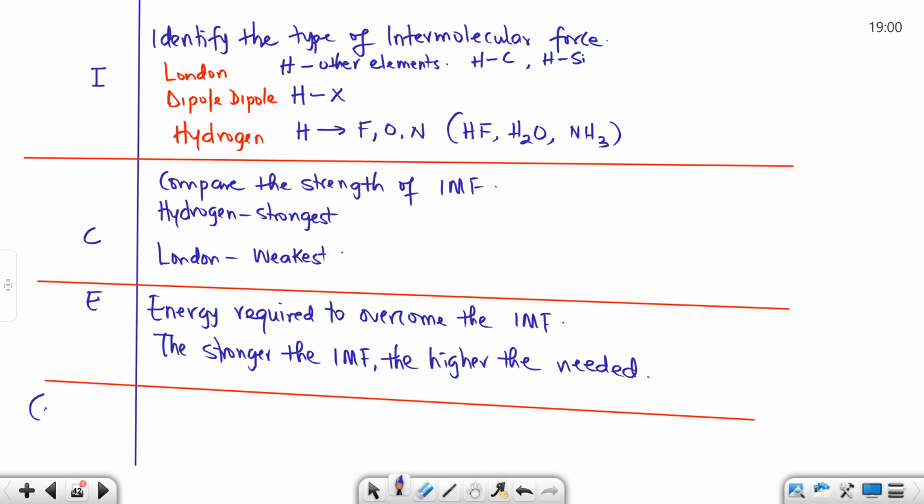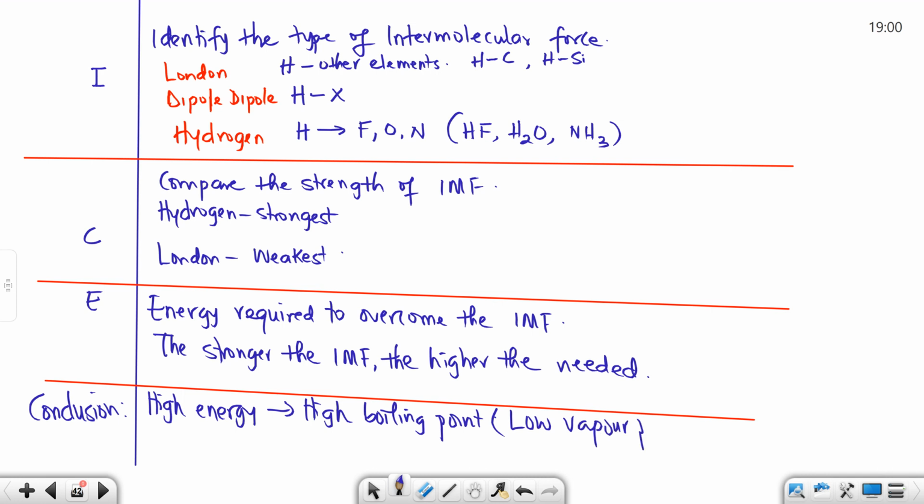Then you can make a conclusion that if high energy is needed, then we talk about what? A high boiling point, which is also relevant to a low what? Vapor pressure. Ladies and gentlemen, I'm hanging my boots. I tried to summarize what you'll be writing.